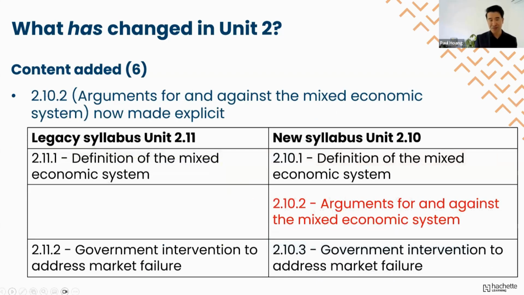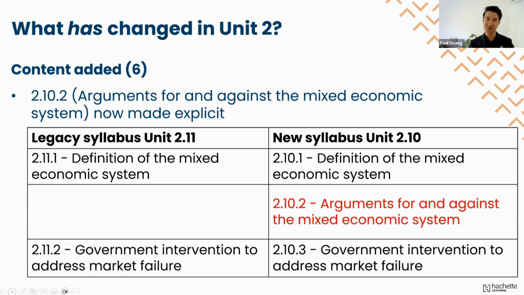Now, earlier on I mentioned the guide having clearer learning outcomes. So here's an example. In the legacy, the outgoing guide, you can see the compare and contrast table here. You've got definitions of the mixed economic system, and government interventionist measures to address those 10 market failures we looked at earlier on. What we now have in the guide is an additional learning outcome section on the arguments for and against the mixed market economic system.